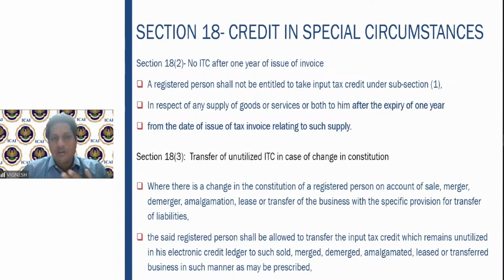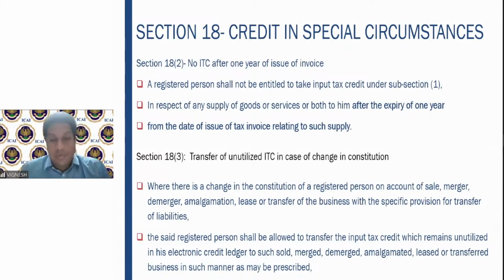So you have the various stock of inputs, semi-finished goods, capital goods, etc. Right? So the important point to remember here is that the invoice should be less than 1 year prior to that event. So after the expiry of 1 year from the date of issue of invoice, you cannot claim the input tax credit.